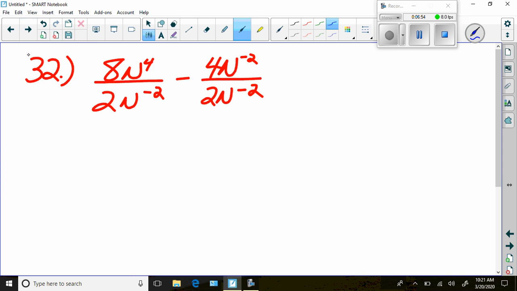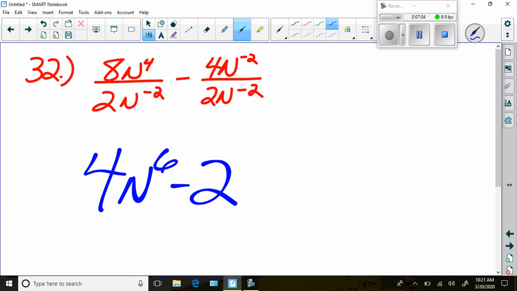Number 32. I've already split this up. So this would be 4. N squared moves up. And then 2. And these dudes cancel out each other. Huh. Well, that was it.